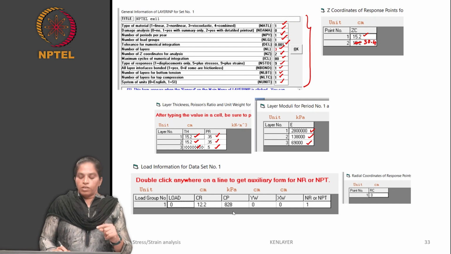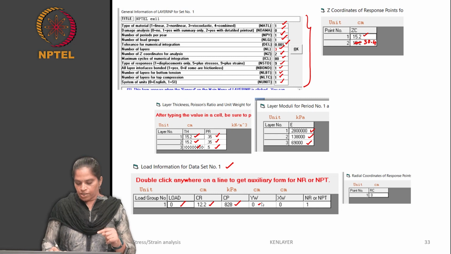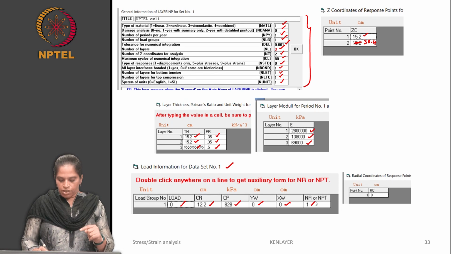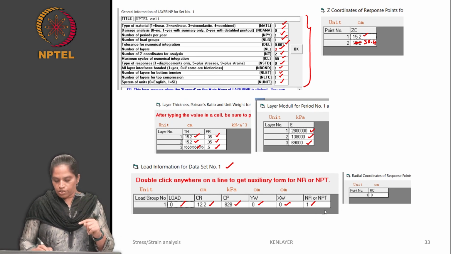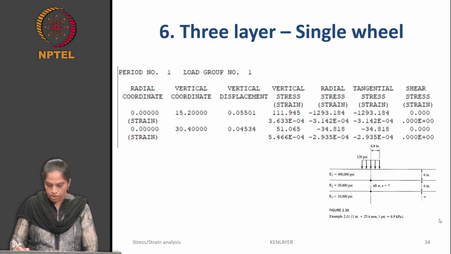Once you complete the modulus input, this is the load information which you have to give. 0 for single axle, single wheel, contact radius is 12.2 centimeter, contact pressure is 828. Since it's a single axle, single wheel, YW and XW values are 0. Let us keep only one radial distance here, which is at the center of loading. So you have a load here, RC is 0 at this point, so you use the center of loading.